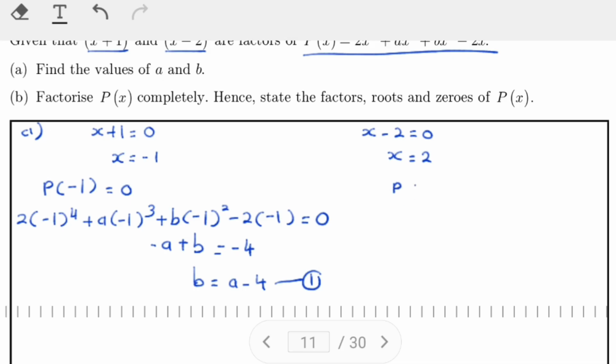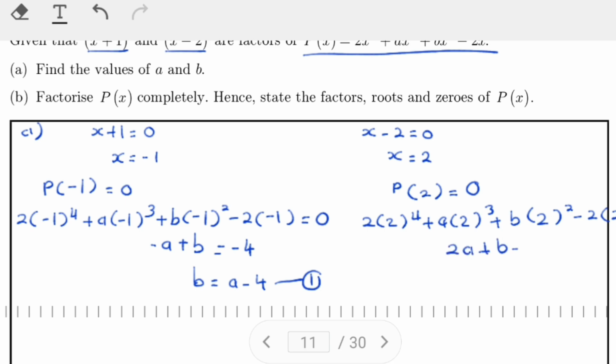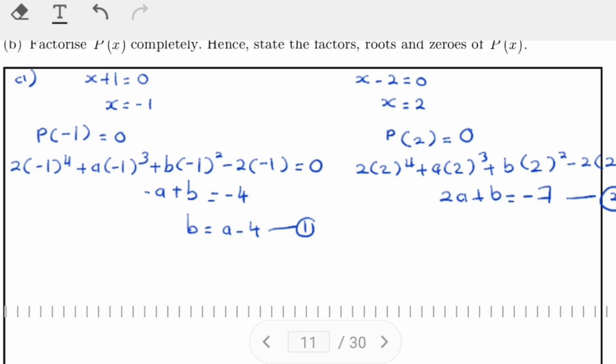Next, p of 2 equals 0, so substitute 2 into the polynomial. 2 times 2 power 4 plus a times 2 power 3 plus b times 2 power 2 minus 2 times 2 equals 0. If we simplify the equation, we will get 2a plus b equals negative 7. This will be our second equation. By using simultaneous equations, substitute equation 1 into equation 2.